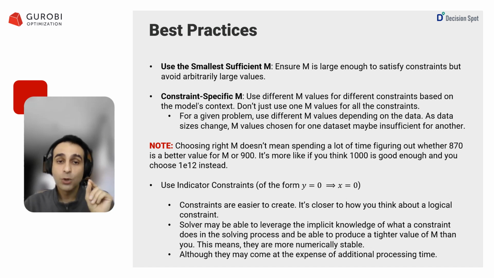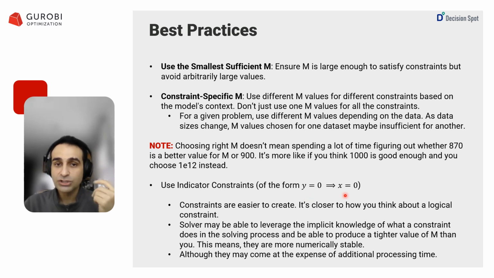Finally, whenever possible, consider using indicator constraints instead of the big M. We have talked about them in Opti 201. Indicator constraints can directly activate or deactivate constraints based on binary variables without us introducing the big M. The constraints are easier to create because it's closer to how you think about a logical constraint. For example, if y is equal to 0, then x should be 0.